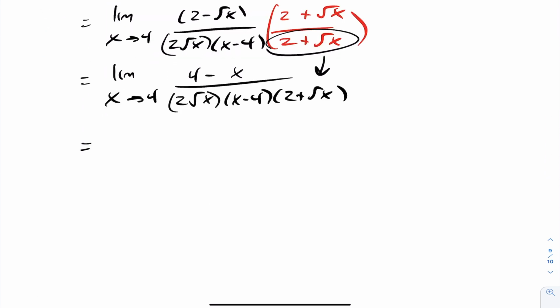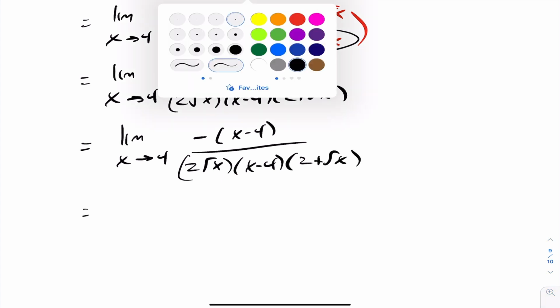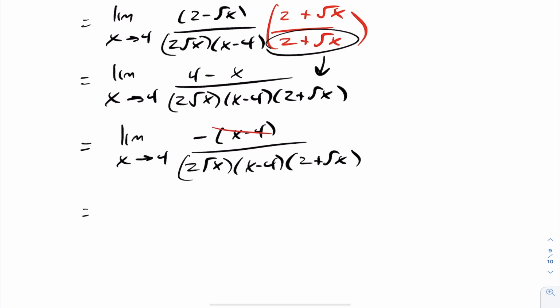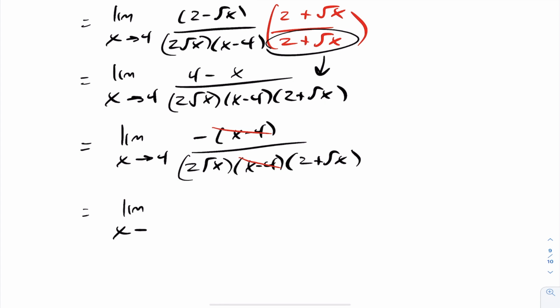So now we're here. Now you'll notice here, these two factors are not exactly the same. However, I can take the limit as x goes to 4. I can factor out a minus sign. That becomes x minus 4. Then we've got our 2 root x. There's that x minus 4 I want to cancel, then plus 2 root x. So now if we continue here, we're taking the limit as x approaches 4, never equals 4. So these are non-zero terms. I can factor those out, cancel those off. And I end up getting negative 1 over 2 root x times 2 plus root x.